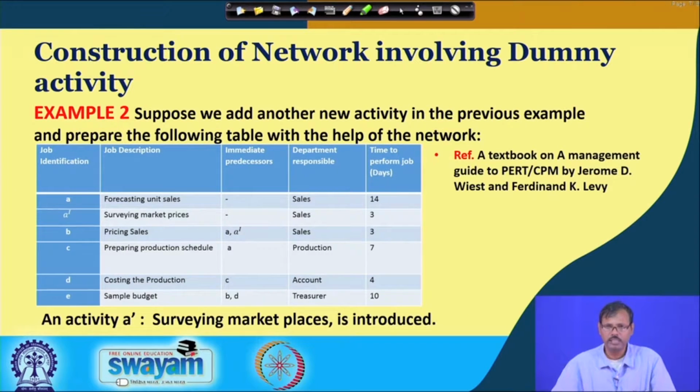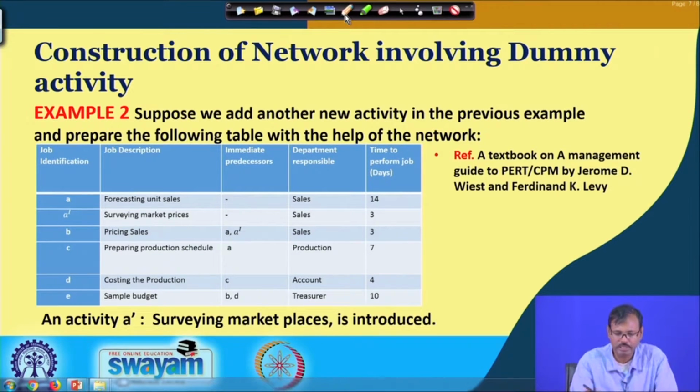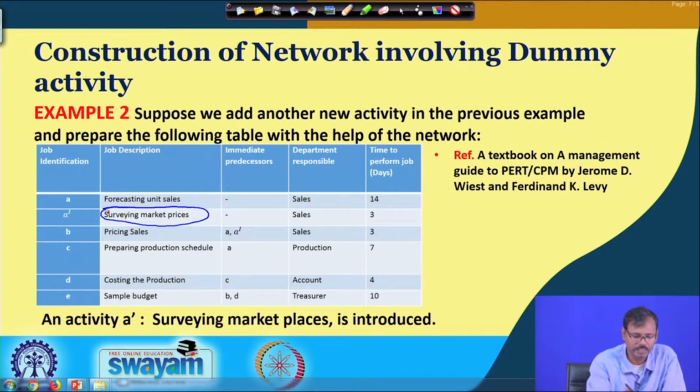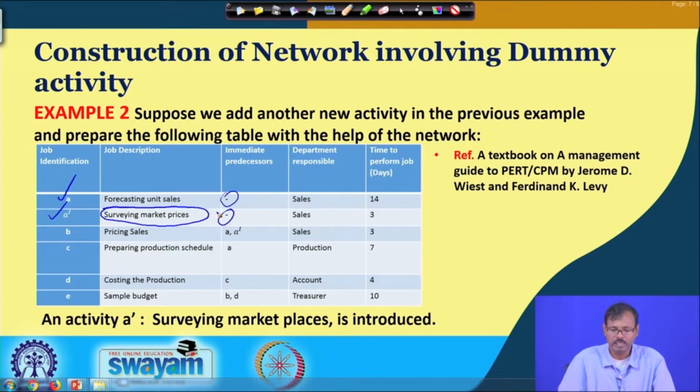Let us see how those problems arise when you are preparing the network based on the arrow diagram. Let us consider the first example, but let us add another job in this, that is the market survey. So, along with forecasting of sales, we are adding another job, market surveying, which is independent. That means there are no predecessors for these jobs, and the sales department will carry out this project.